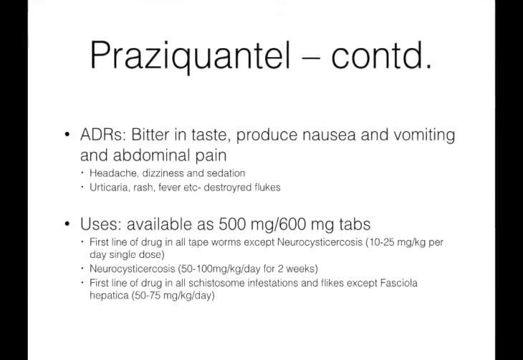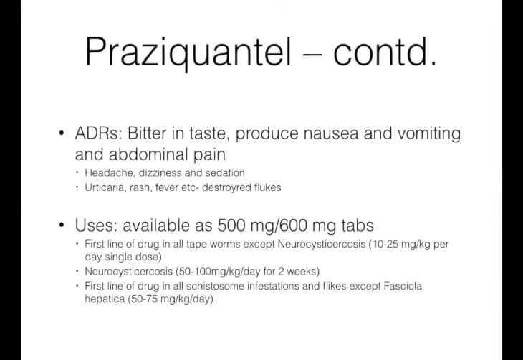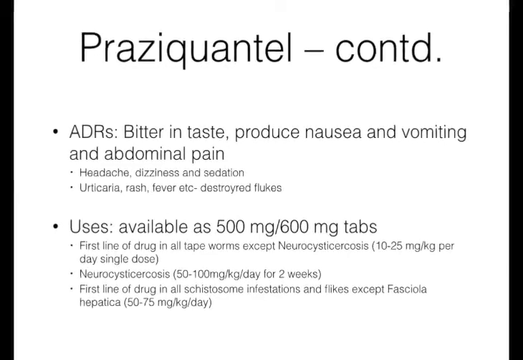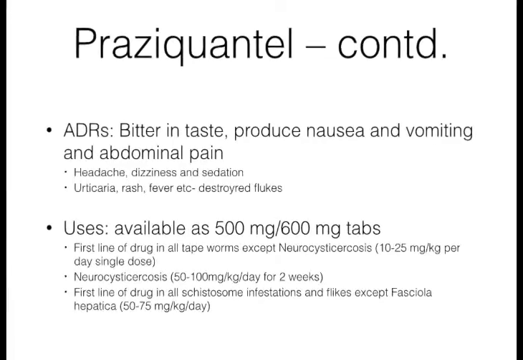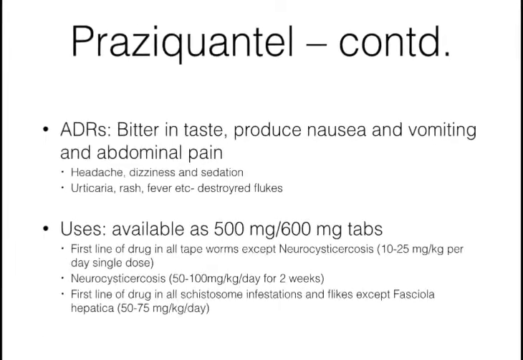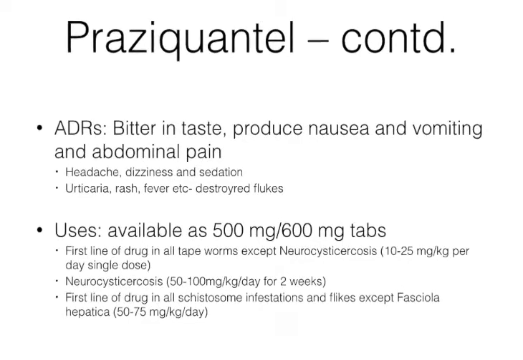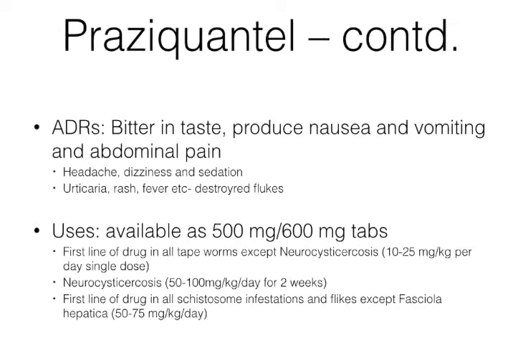Praziquantel tablets are taken with liquid after a meal. They should be swallowed without chewing because their bitter taste can induce retching and vomiting. For schistosomiasis, praziquantel is the drug of choice for all forms of schistosomiasis. The dosage is 2 mg per kilogram per dose.